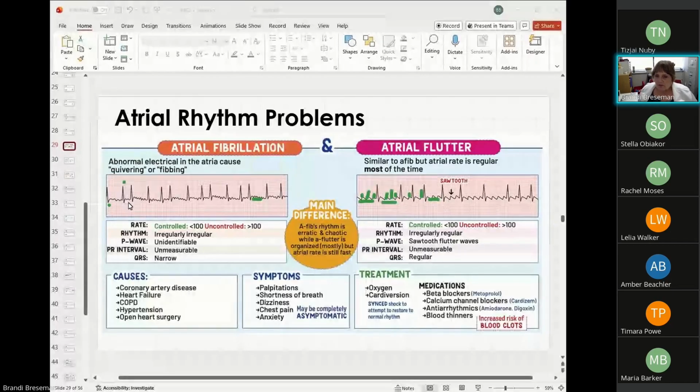Okay. So if you look, the rate is going to be 1, 2, 3, 4, 5, 6, 7, 8, 9, 10. So if I have 10 complexes, what's my rate?